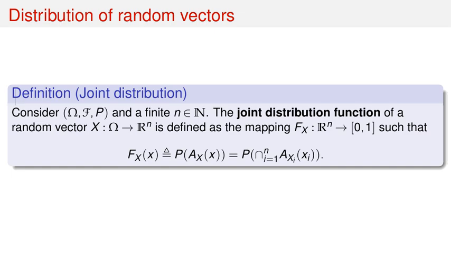Now let's talk about the distribution of random vectors. Consider our probability space omega, script F, P, and a finite n. The joint distribution function of a random vector X mapping omega to R^n is defined as a mapping F_X from R^n to the interval 0 to 1. For any vector x in R^n, F_X of x is defined as the probability of A_x of x, which is the probability of the intersection from i equals 1 to n of A_{X_i} of x_i.